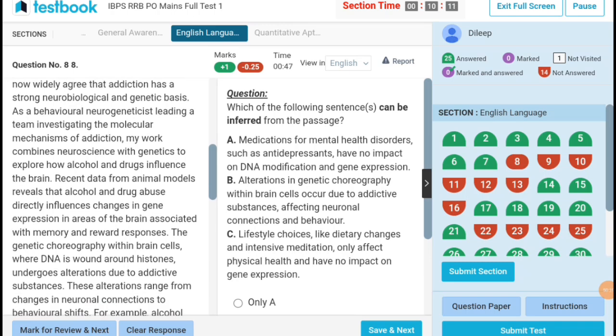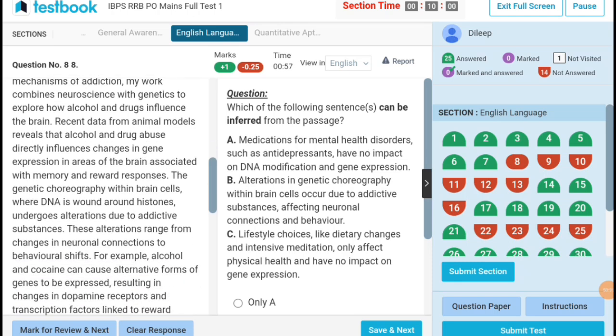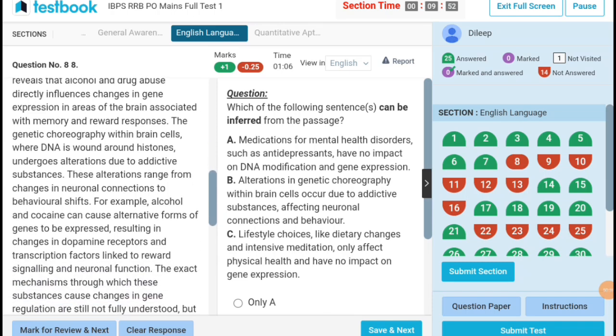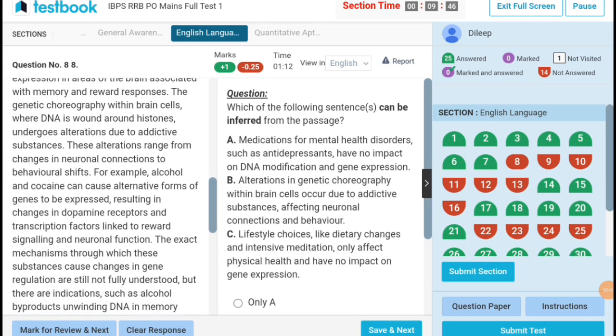As a behavioral neurogeneticist leading a team investigating the molecular mechanism of addiction, my work combines neuroscience with genetics to explore how alcohol and drugs influence the brain. Recent data from animal models reveals that alcohol and drug abuse directly influences changes in gene expression in areas of the brain associated with memory and reward response.